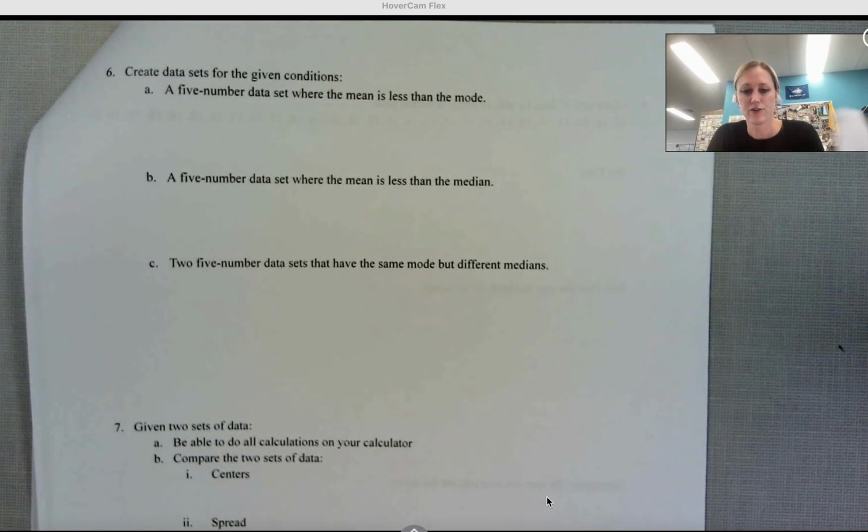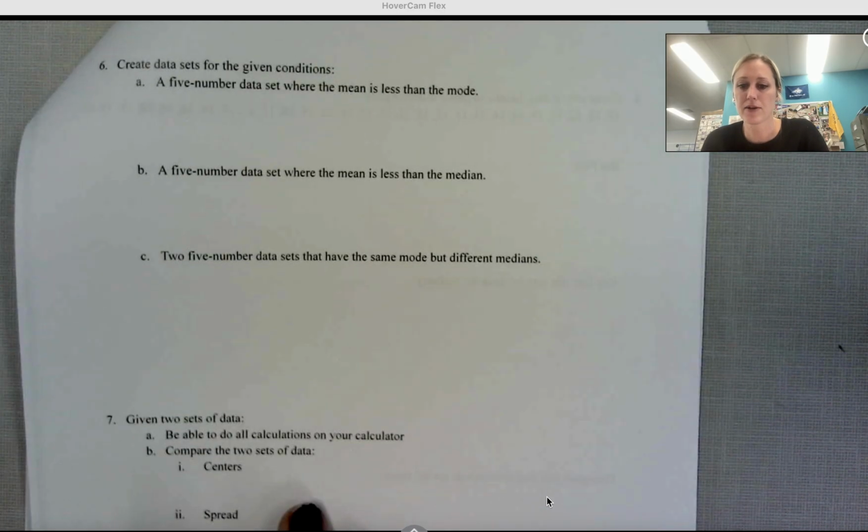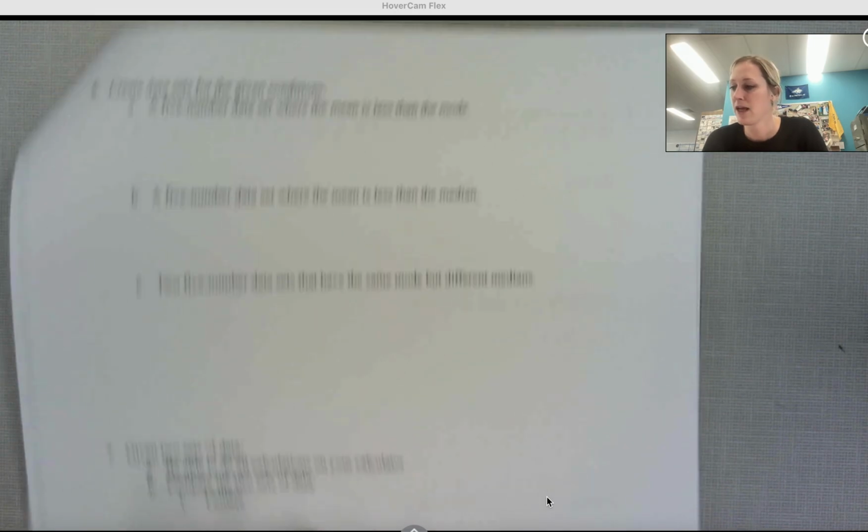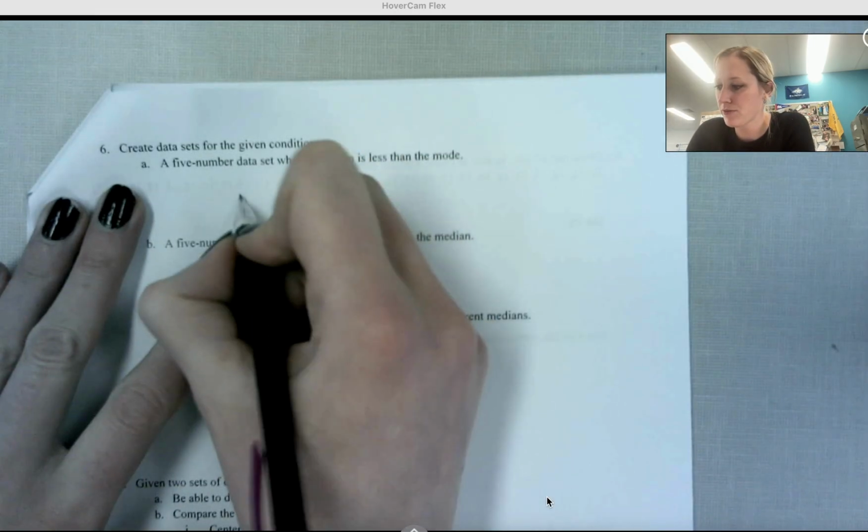This one's going to ask us to create some different number sets. So we're going to do a 5-number set where the mean is less than the mode. So I need a number that occurs more than once, the most frequently occurring, but it's got to be greater than the mean. So this can happen if I do some low numbers.